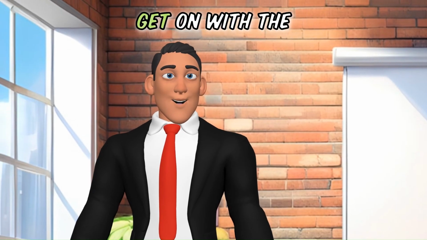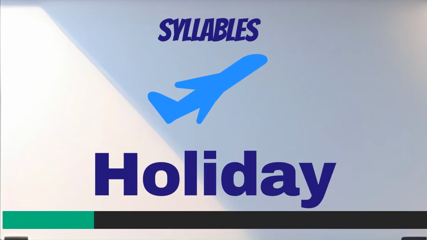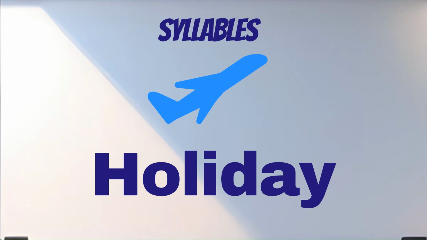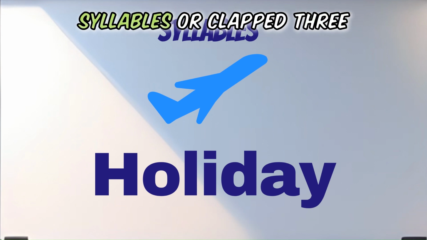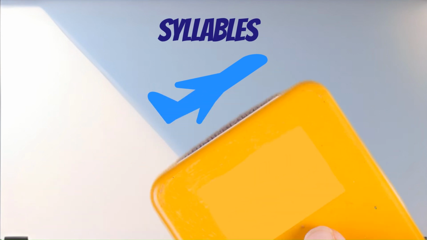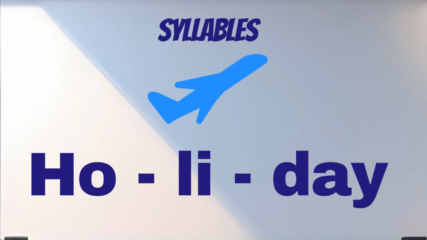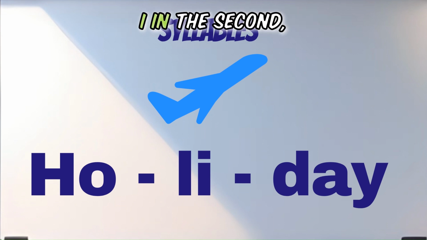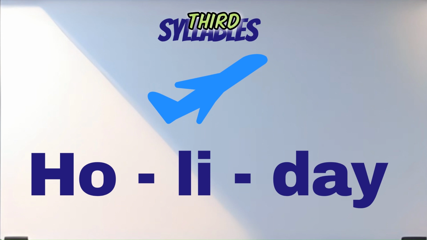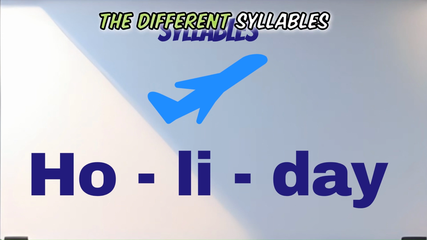Let's see how you get on with the next one. You should have said 3 syllables, or clapped 3 times. The 3 syllables are ho, li, day. As you can see, each of the syllables has a vowel in it. O in the first, I in the second, and A in the third. Remember, we can use the vowels to show the different syllables.